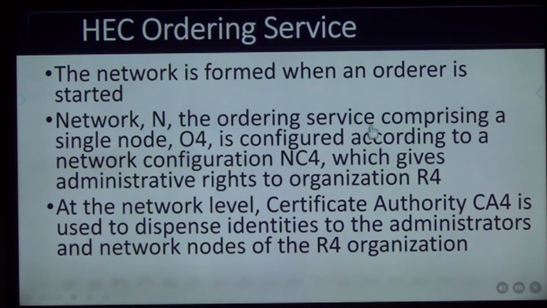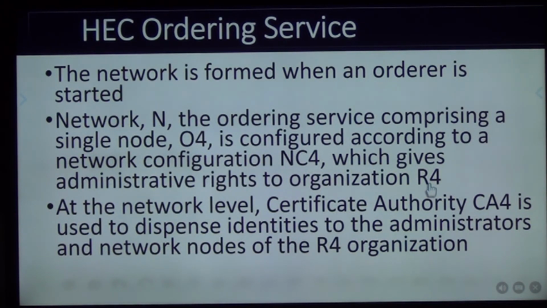Network and the ordering service comprising a single node O4 is configured according to, अब इसमें सिर्फ एक node आ गई O4 जिसके ऊपर ऑर्डरिंग सर्विस चल रही है आपके, ठीक है. इस कॉन्फ़िगर्ड अकॉर्डिंग टू अ नेटवर्क कॉन्फ़िगरेशन NC4. So how you configure it according to some network configuration which gives administrative rights to organization R4. So HEC has the administrative right on this network. They can decide who can be part of what. So they are configuring the whole network.